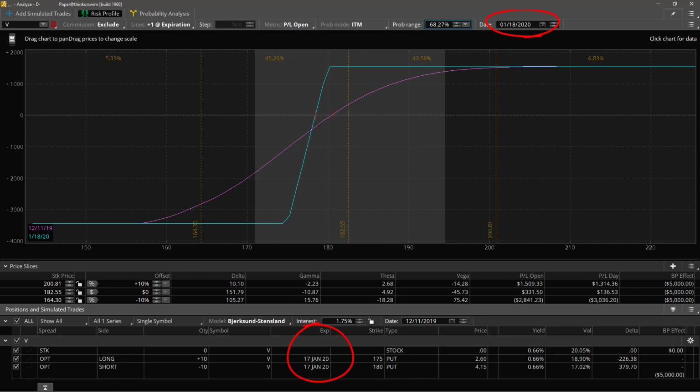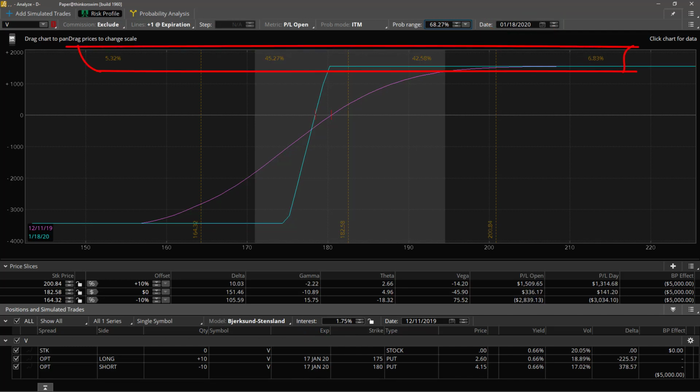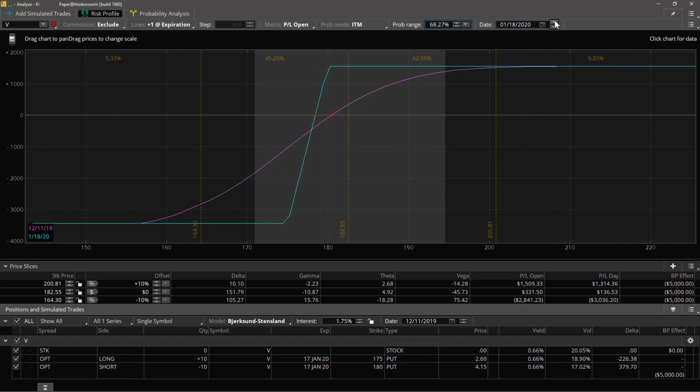Note that there was nothing automatic about this date getting set to the day after the expiration date of the options in the trade. I set this date to this value. Notice what happens to these probabilities when I add more time by moving the date out. The probabilities update for the new ending date.